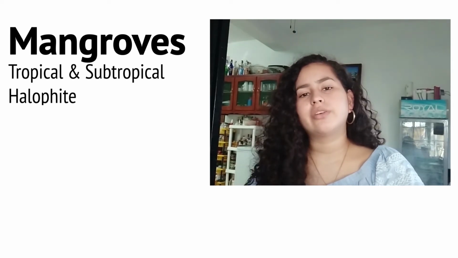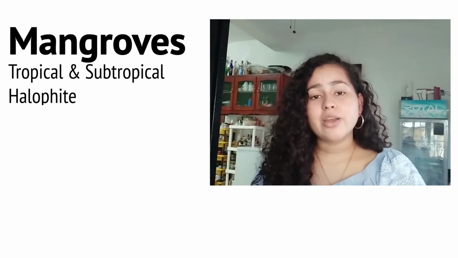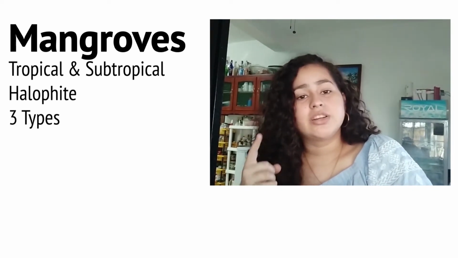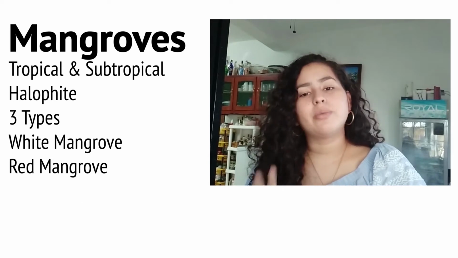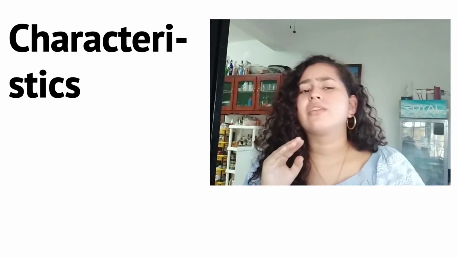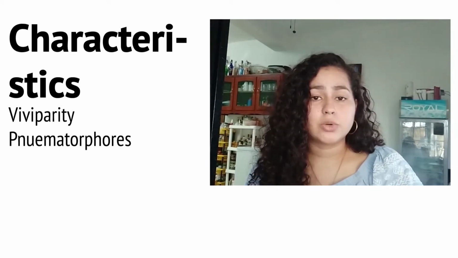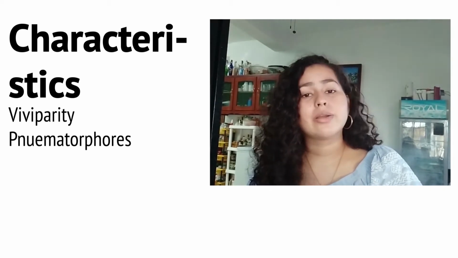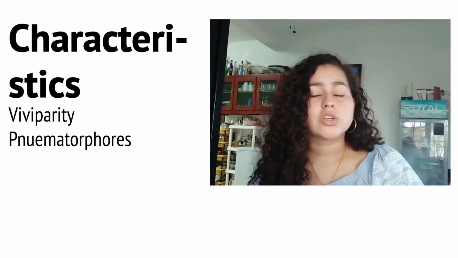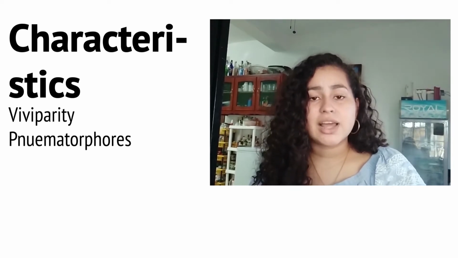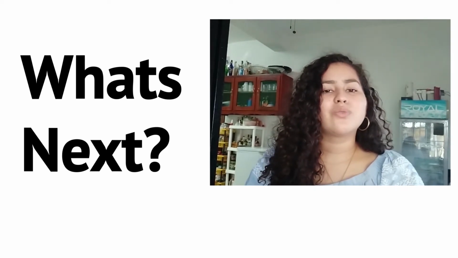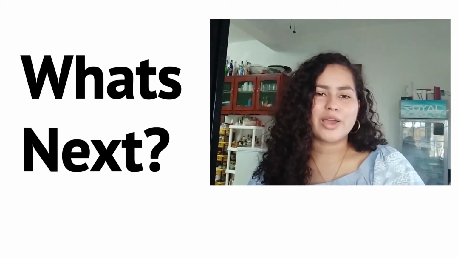There are 12 genera globally, and in the Caribbean/Atlantic area, there are 3 main types. There's the white, the red, and the black. They're characterized by their viviparity and their pneumatophores. Viviparity is the continuous growth of an offspring within the parent plant, whereas pneumatophores are aerial roots specialized for gaseous exchange. In this video, we will be discussing an array of topics directly related to mangroves.